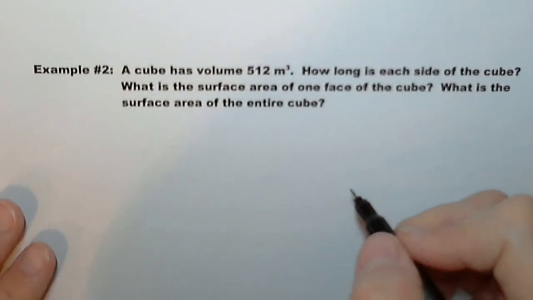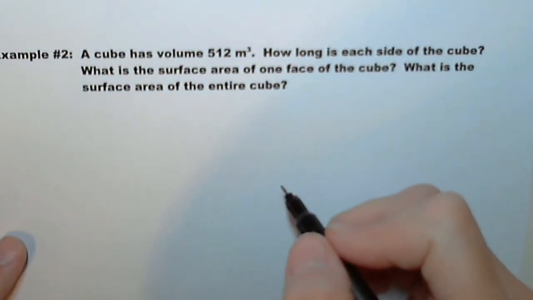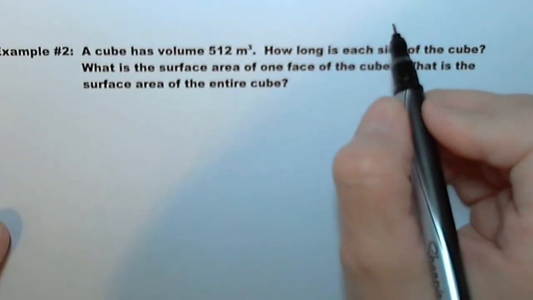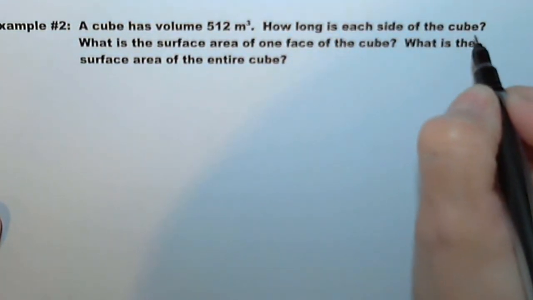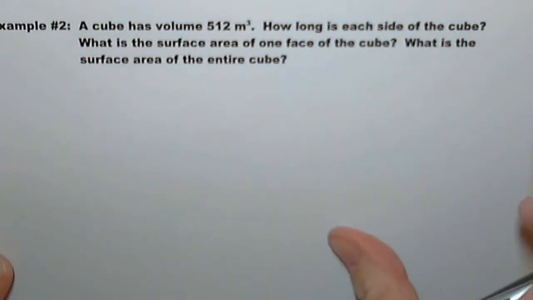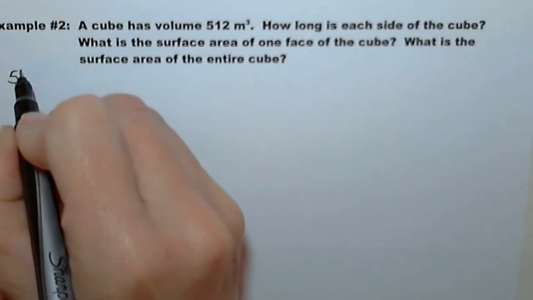All right, this one here just tells me basically the same information, worded a little differently: a cube has a volume of 512 meters cubed. How long is each side? Okay, so that's the first one. How long is each side? This is a fancy way of saying what's the cube root of 512. So let's find the prime factorization of 512 to find my answer.